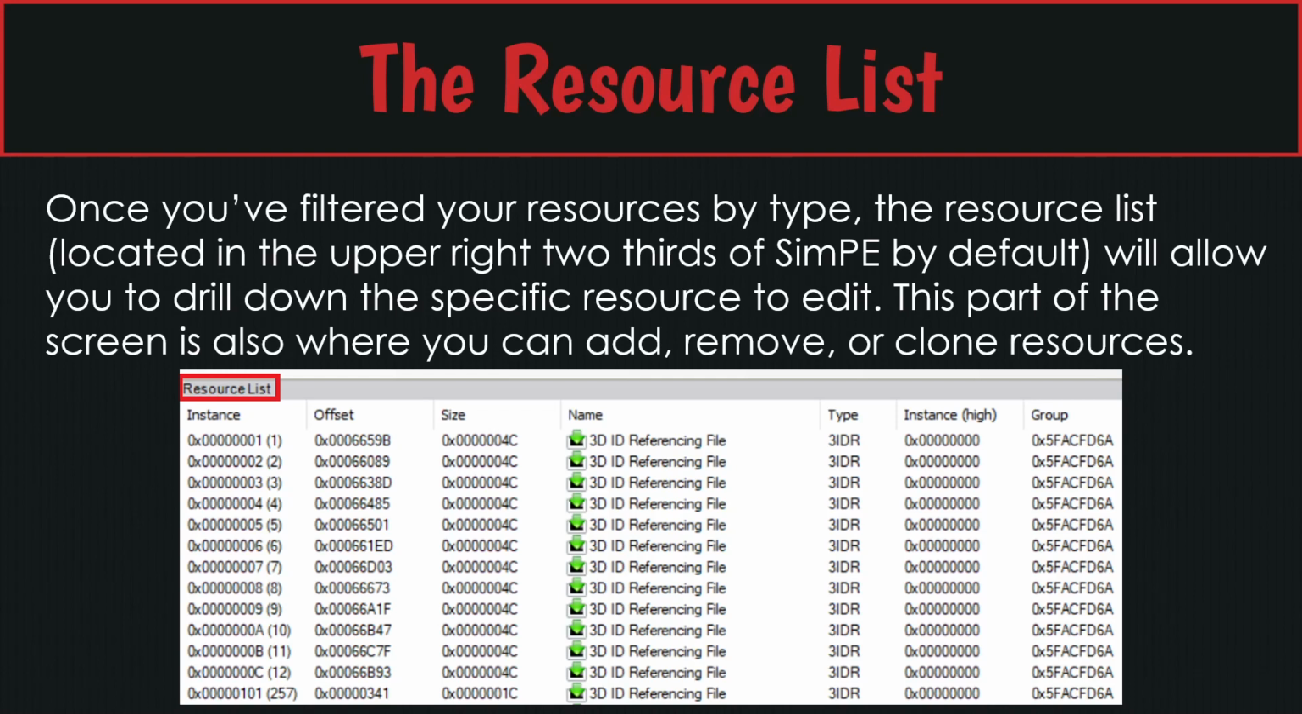The resource list. Once you've filtered the resources by type, the resource list will display all of the resources for that type available within the package. So in this example, I selected 3IDR in the resource tree, and in the resource list it's going to give me all of the 3IDR.